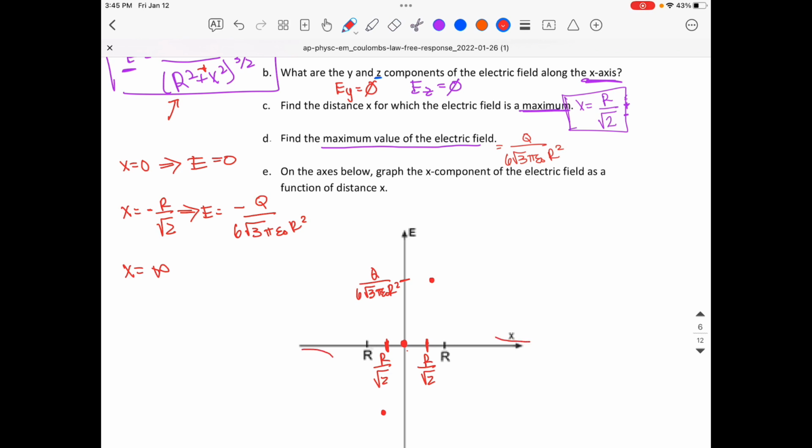So in this scenario, it's going to look a little something like this. It'll increase to its maximum and then decrease exponentially to an asymptote of 0. Here, it has a negative electric field minimum at R over root 2, and then it decreases, or sorry, the magnitude of it decreases, but it actually gets less and less negative and approaches 0. So the graph isn't perfect, but it matches what you see in your answer key.